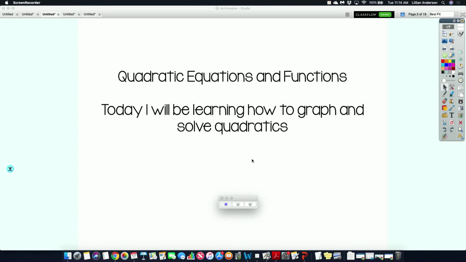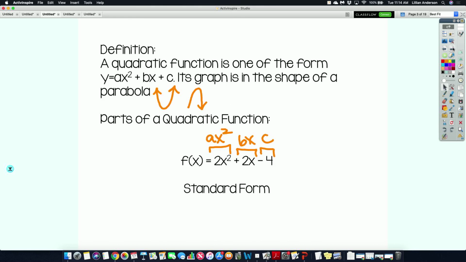Some of the stuff should already be reviewed. Some of the stuff should already be in your memory. Okay? So to start off, the definition: a quadratic function is one of the form y equals ax squared plus bx plus c. Okay? Its graph is in the shape of a parabola, and everybody should know the parabolas look like a U, either a U pointing up or a U pointing down. Okay?